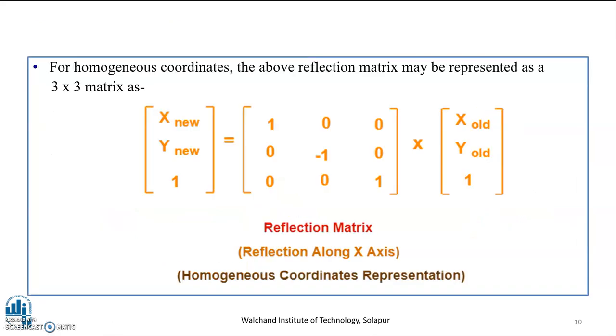To simplify problem solving, we represent this reflection matrix using homogeneous coordinates, where a matrix is represented by a 3 by 3 matrix. Reflection along x-axis is represented as given here: [x new, y new, 1] is equal to [1 0 0; 0 -1 0; 0 0 1] into [x old, y old, 1]. So this is the homogeneous coordinate representation of the reflection matrix along x-axis. I hope you have understood the concept of two-dimensional reflection and the reflection that happens along the x-axis.